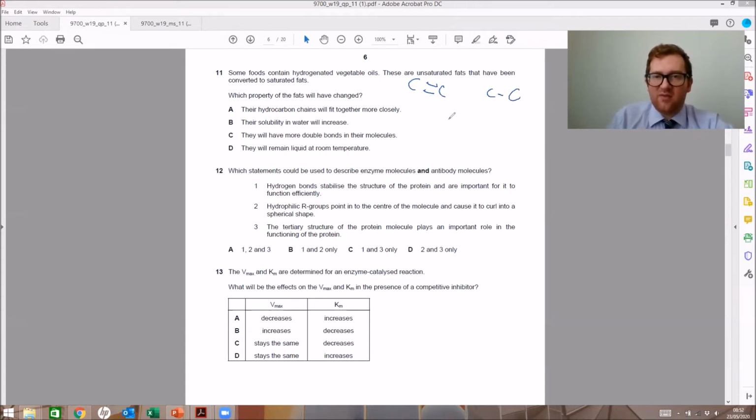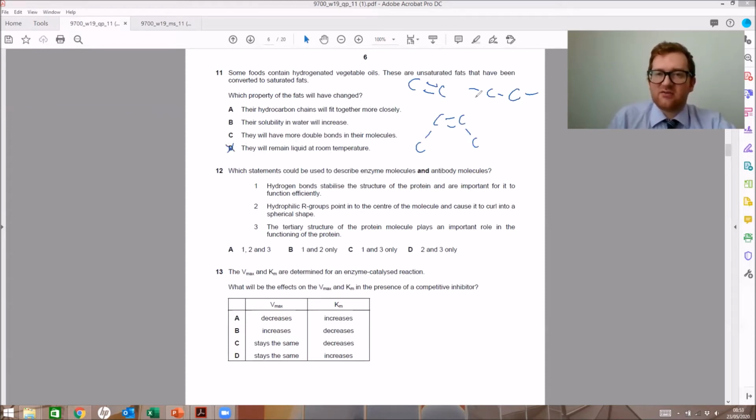Okay, and if you remember, the double bond effectively can cause a kink in the chain. However, the saturated ones generally form quite a linear structure. So let's have a look at some of the options here. Let's have a look at some of the incorrect answers first. It says they will remain liquid at room temperature. Well, this isn't actually true.